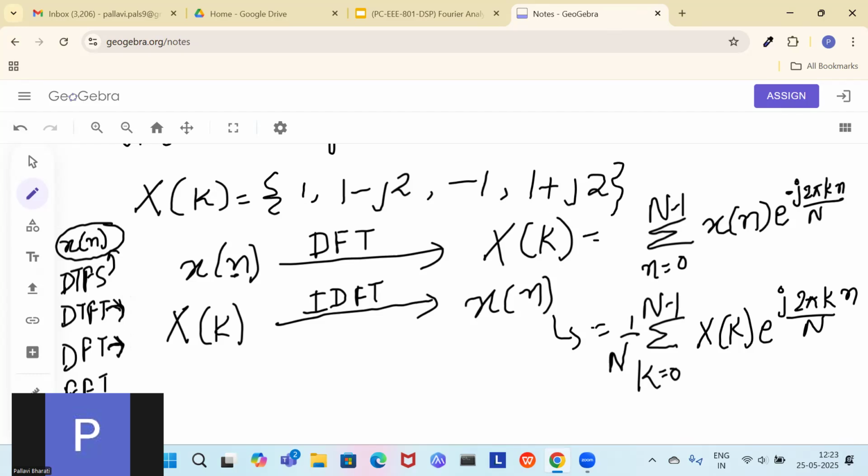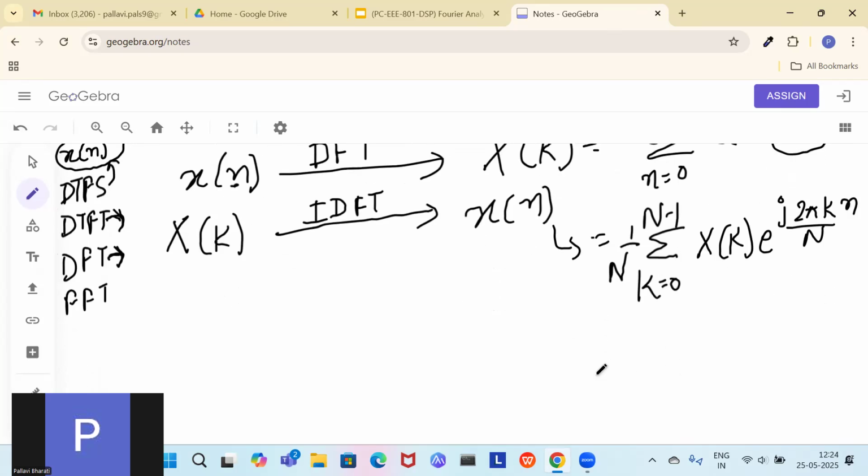Fast Fourier transform is basically an algorithm which reduces the computational time for DFT by using the property of the twiddle factor, or you can say the property of this e to the power minus j 2 pi by N. This is my twiddle factor. We will discuss this a bit later. Now let us find out the IDFT of this sequence.